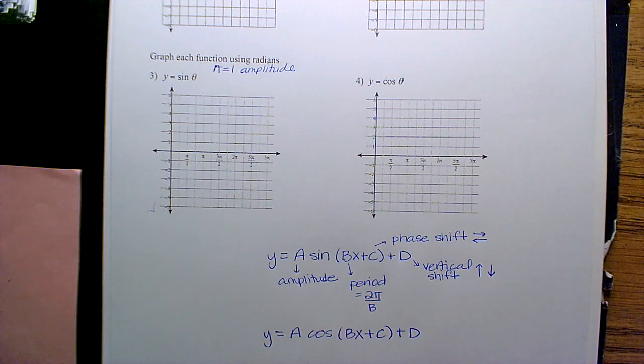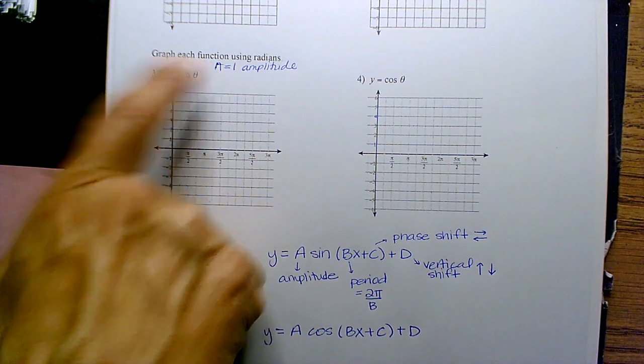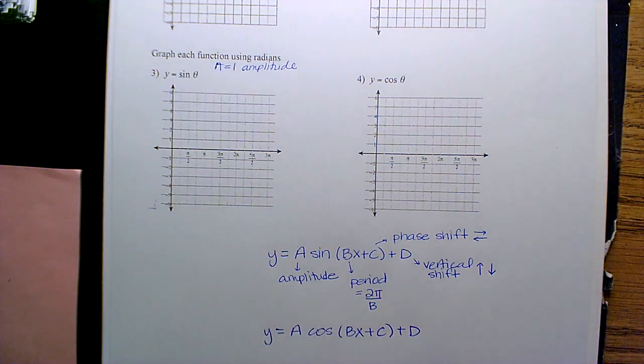I know it's a weird A. It was supposed to be a capital A equals 1, amplitude. I know the pen bled and closed up my capital A. It's that one right there.